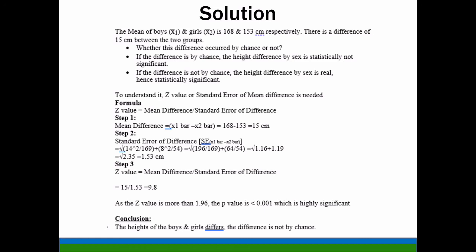So the third step is z value is equal to mean difference by standard error of difference. This is equal to 15 by 1.53. This is equal to 9.8. So as the z value is more than 1.96, the p value is less than 0.001, which is highly significant. So in conclusion, the heights of the boys and girls differ. The difference is not just by chance. Okay? Thank you.